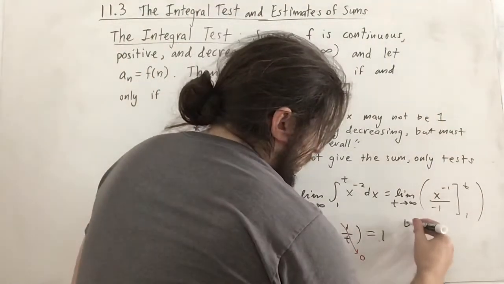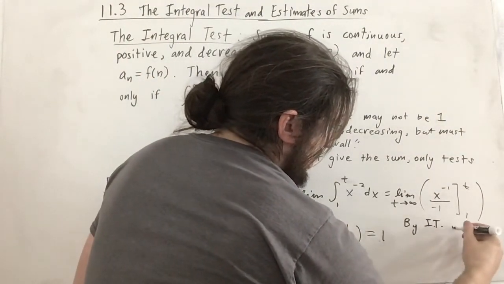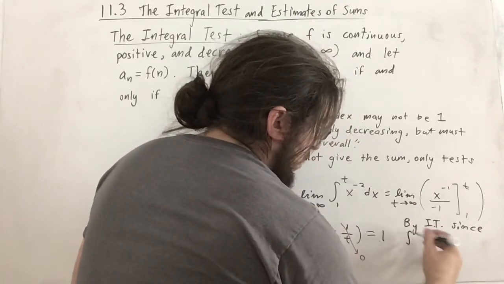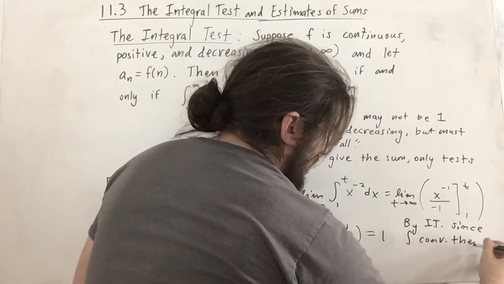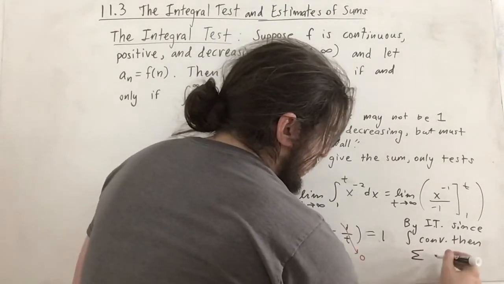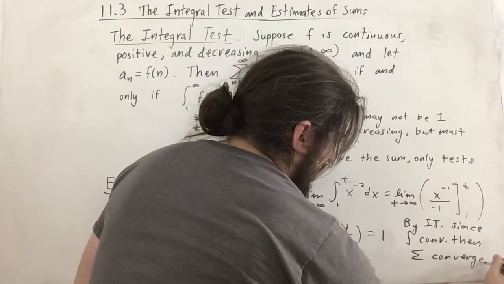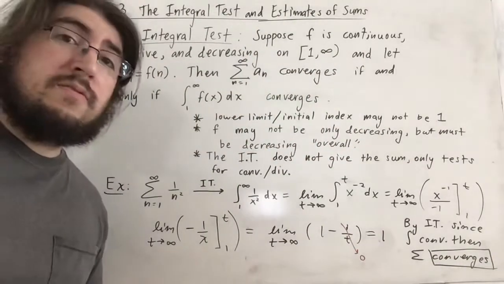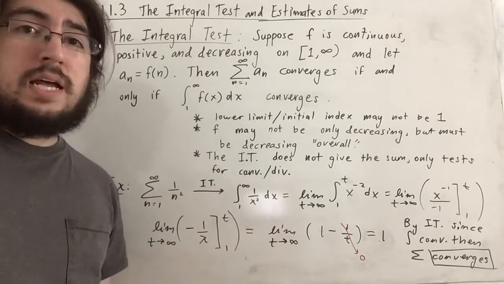So now, by the integral test, since the integral converges, this implies that the series converges as well. So all it's able to tell us is that we have convergence. That's it. If the integral diverged, then the series diverged.